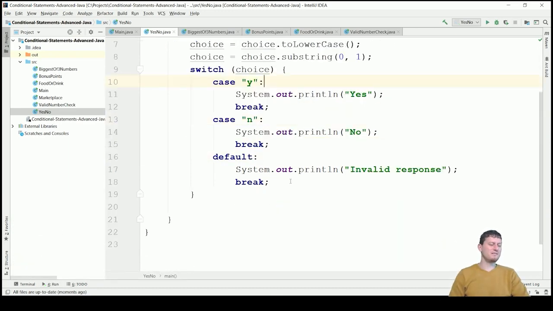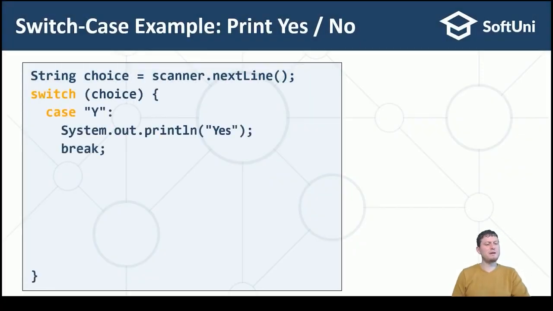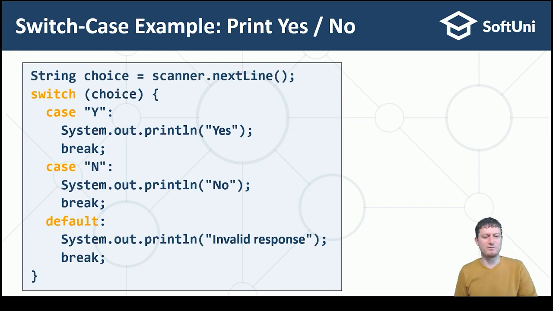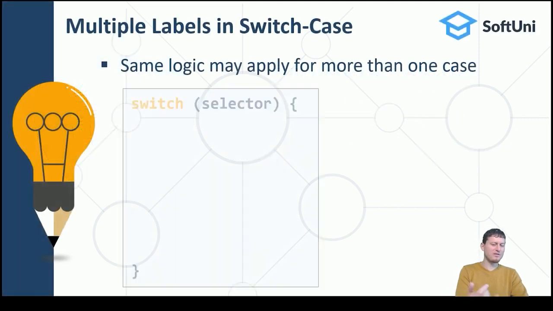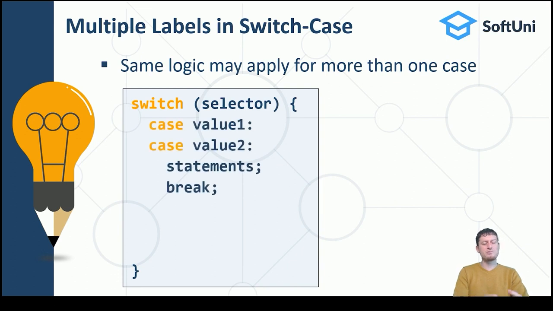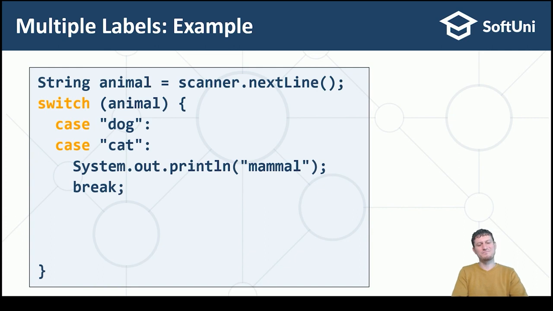So this is the scenario to use switch case. We may have switch and many cases, and we may have default, which is something like the final else. We may have multiple labels in the switch case, and I already demonstrated this, because we may have the same action for several values. This is an example: switch selector, case first value, second value, third value, some statements and break. Default, some statements and break. This is an example. Animal. In case the animal is dog or cat or something, it's mammal. Otherwise, it's a noun.